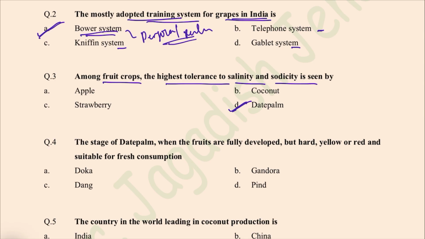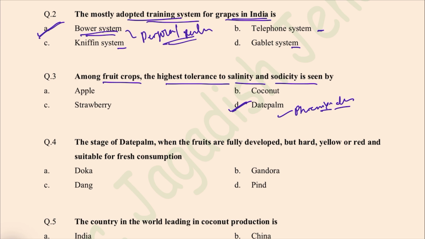So its tolerance is a crucial trait for crops grown in arid and semi-arid regions or areas with poor soil and water quality. Date palm, that is Phoenix dactylifera, is the scientific name of date palm. It is highly adapted to such environments, exhibiting exceptional tolerance compared to most of the fruit crops.